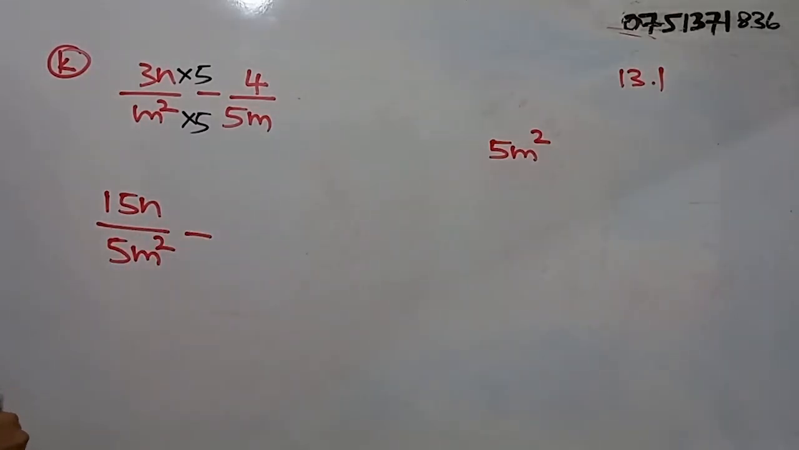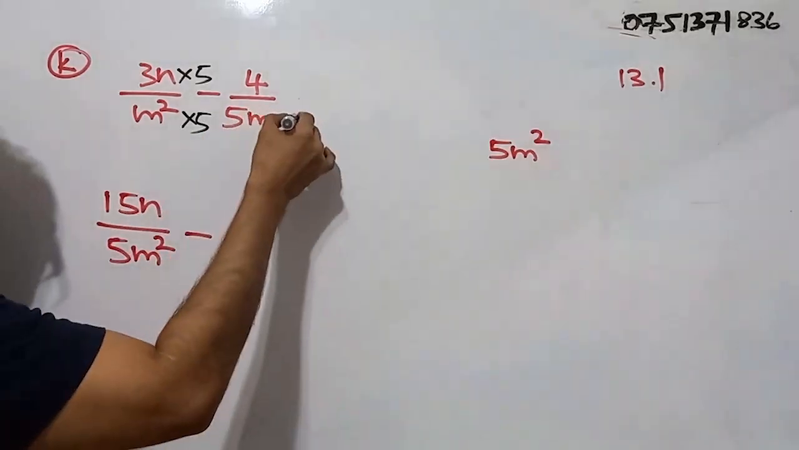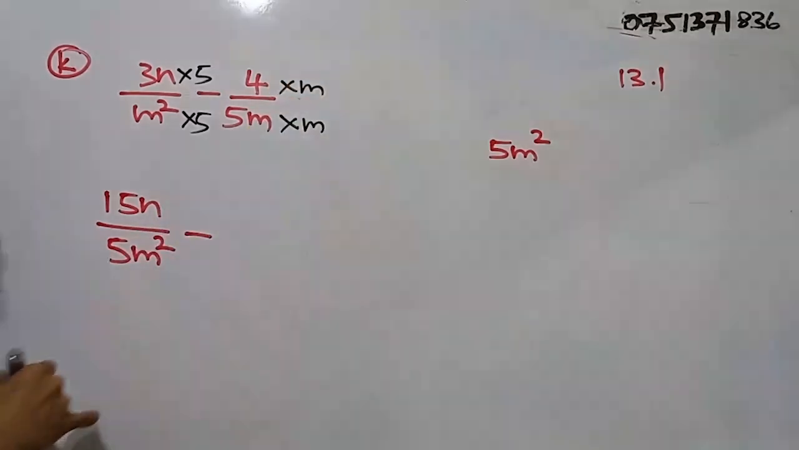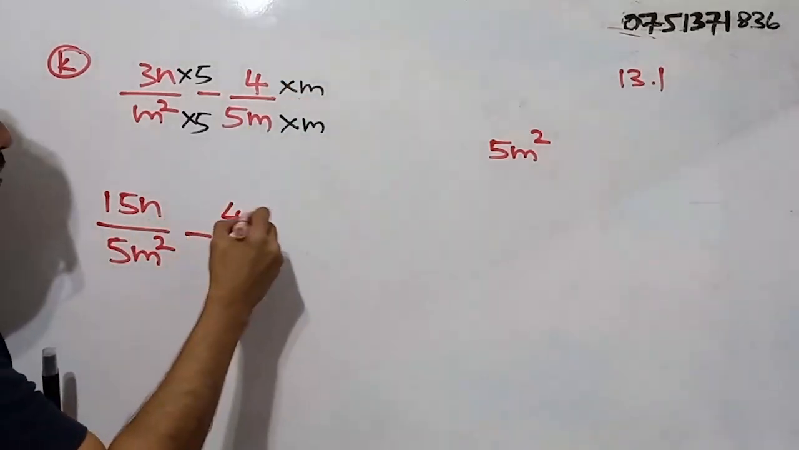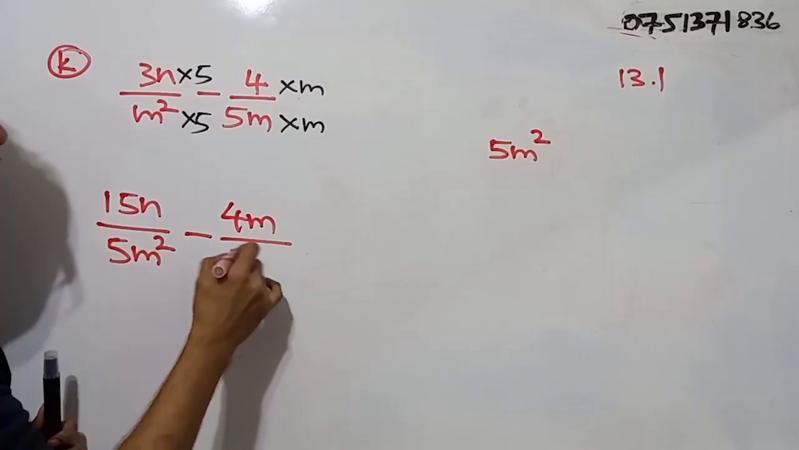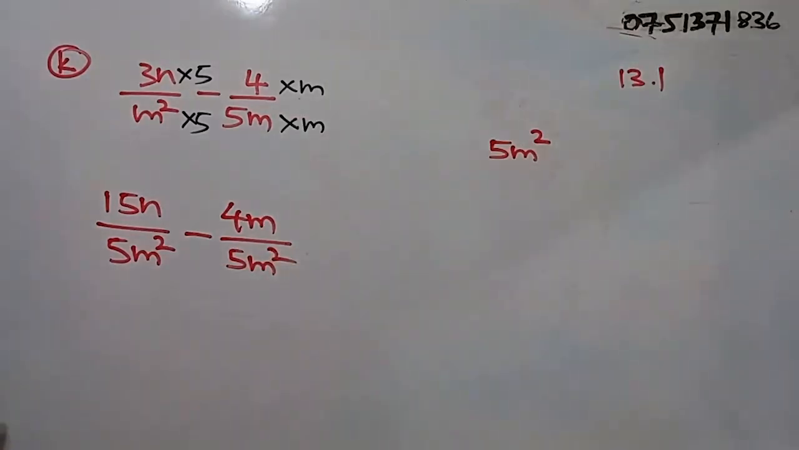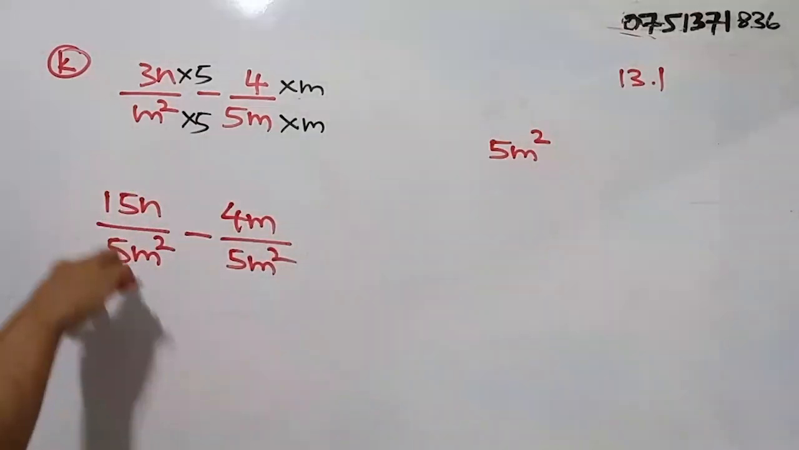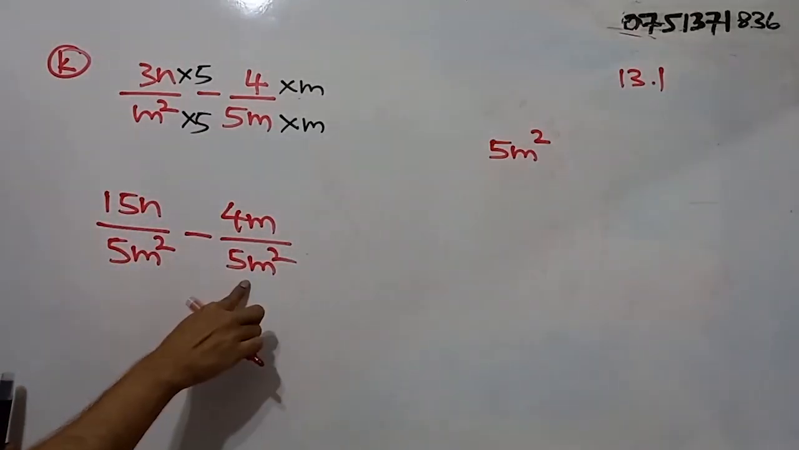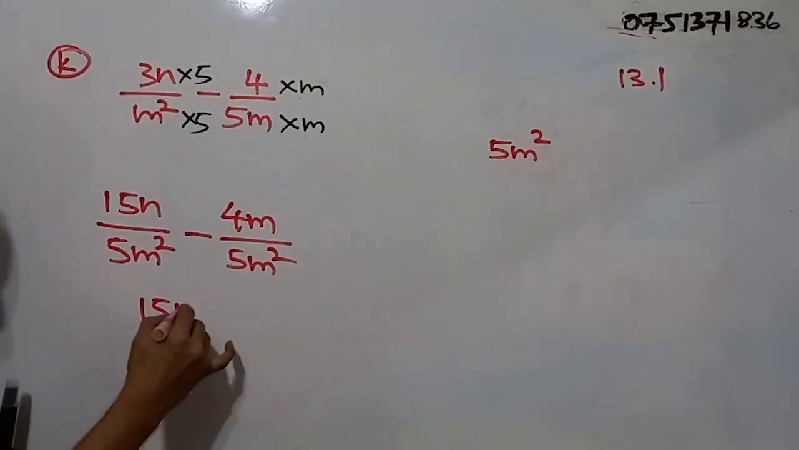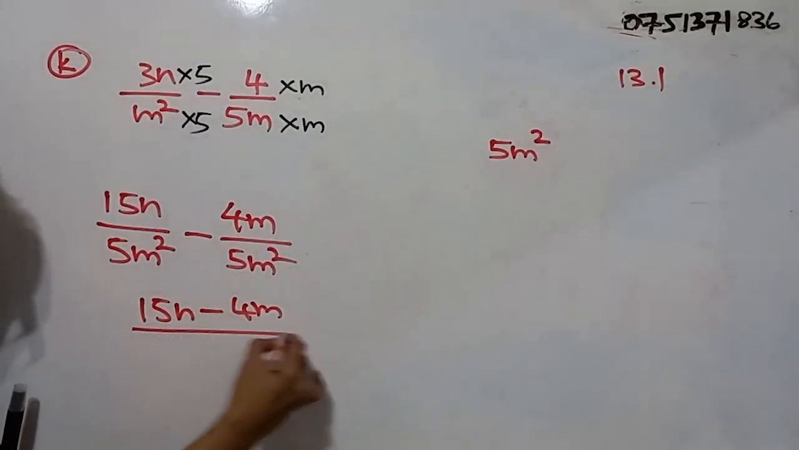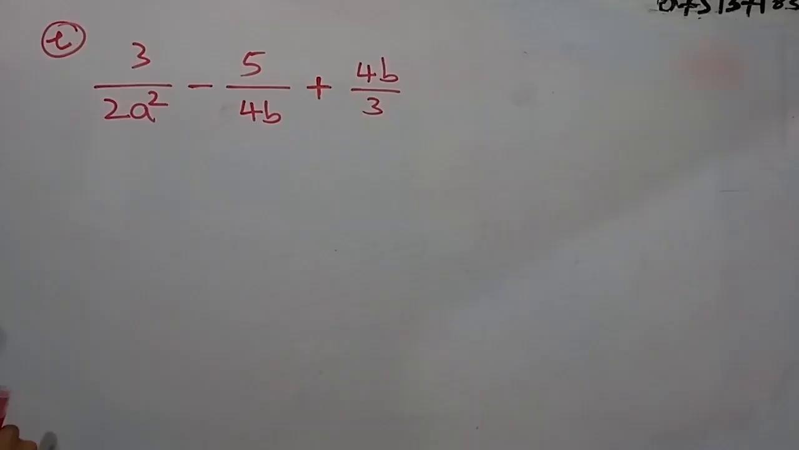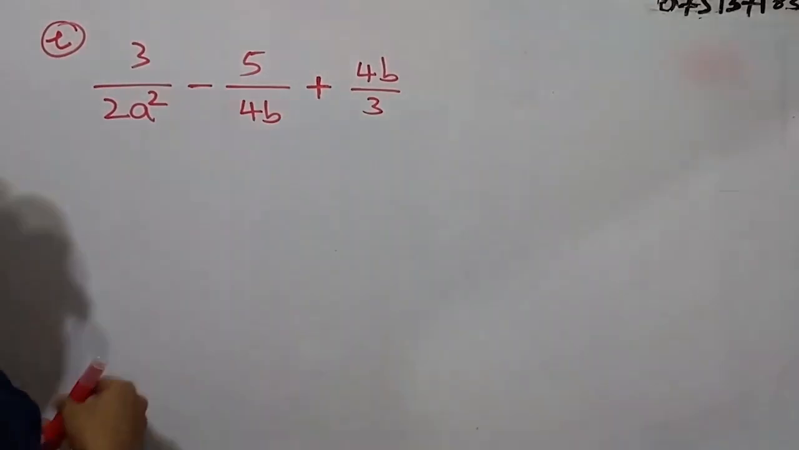Minus, now think about the next fraction. So we need to multiply the denominator by m. So that means we have to multiply the numerator by m as well. So we have 4m divided by 5m squared, right? So just as before, I can rewrite this entire subtraction of these two algebraic fractions in another way, which is 15m minus 4m entire expression divided by 5m squared. So that's the answer.